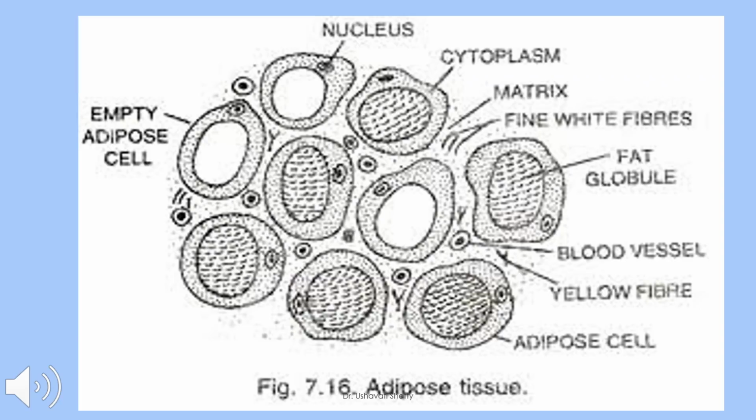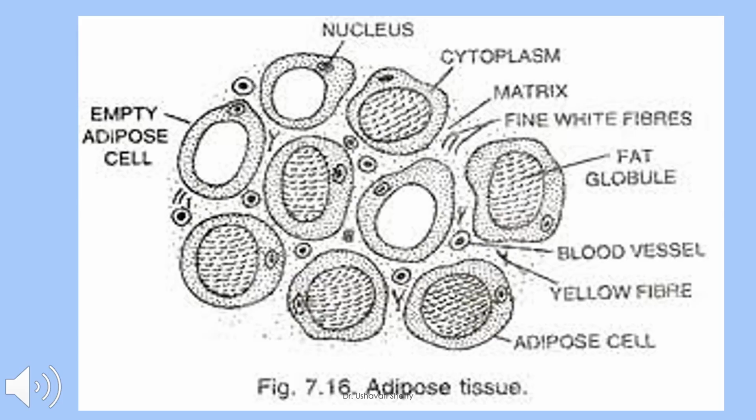Adipose tissue. It is a collection of adipose or fat cells, which are known as adipocytes. They are separated by matrix containing fiber. Location: it is found in palms and soles in the form of pads, between internal organs, and beneath the skin. Function: in palms and soles, it acts as a shock absorber.